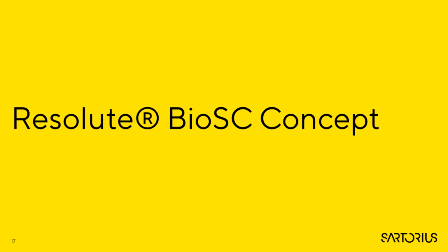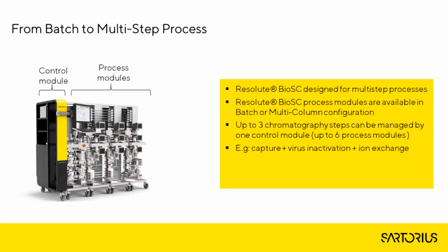On the next level now, I want to show you a product which is supporting the level 2 process intensification, so connecting multiple unit operations into a single system. And this is our BioSC unit. So this is shown here on the left-hand side. You have the control module with the software, and you can, in a flexible way, connect process modules to that system. So the BioSC is a multi-step process system, and it can be configured in a batch or in a multi-column configuration or in a combination of multi-column and batch unit operations.